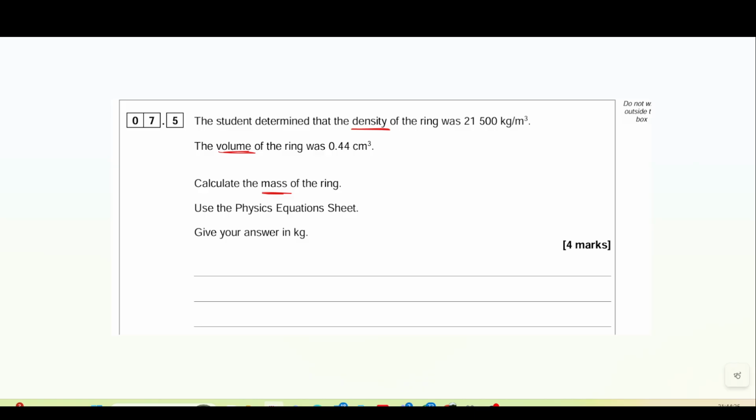Whatever is given and what you need to find, just check that and check the equation in which all these three things are present. Density equals mass divided by volume. Exactly. This is the symbol of density, which is called rho. So mass equals density times volume. Absolutely correct.